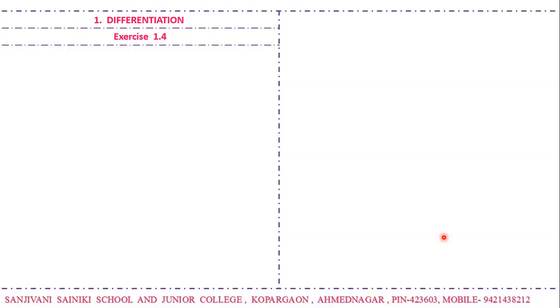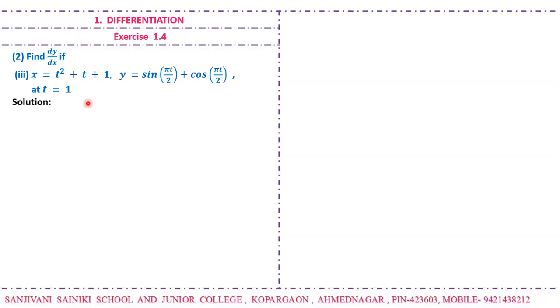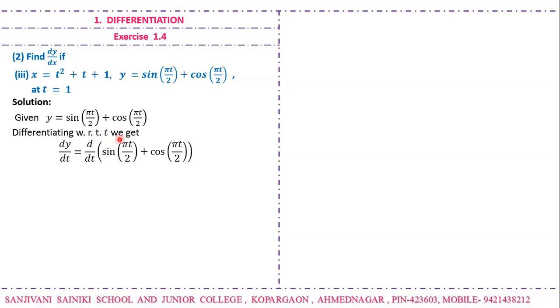Now the third example from this exercise is: find dy by dx if x is equal to t square plus t plus 1 and y is equal to sine pi t upon 2 plus cos pi t upon 2 at t is equal to 1. Now what is given? Y is given as sine pi t upon 2 plus cos pi t upon 2. Here t is the parameter, so differentiate with respect to t. dy by dt is equal to d by dt of sine pi t upon 2 plus cos pi t upon 2. But derivative of sine of f of x is cos f of x into f dash of x.